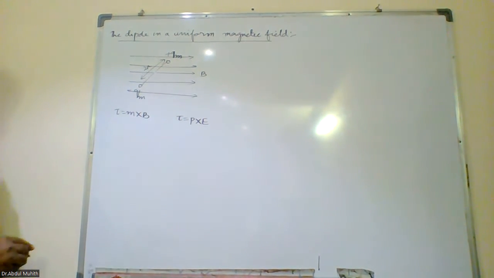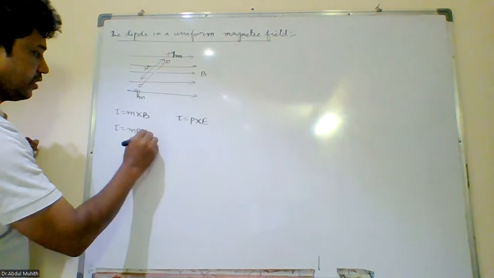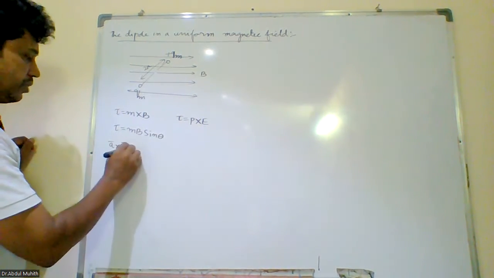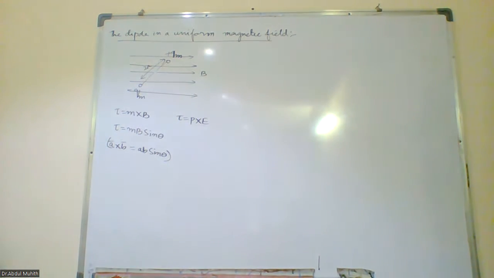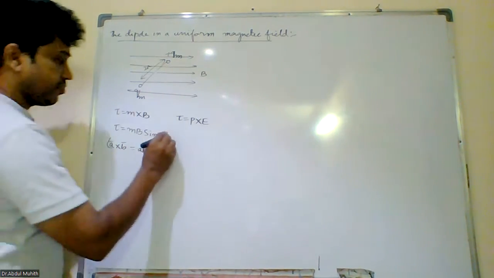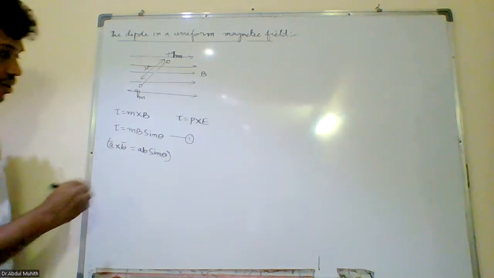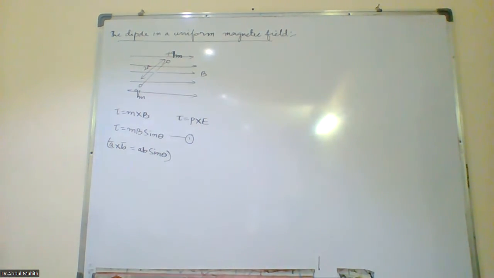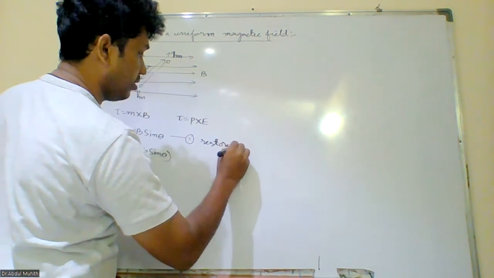We can also write tau is equal to MB sin theta. Is that clear? Why? Because A cross B is equal to AB sin theta. From there we wrote this one. Done. Let this be equation number 1. This is said to be the applied torque and restoring torque. Tau is the restoring torque and theta is the angle between M and B.